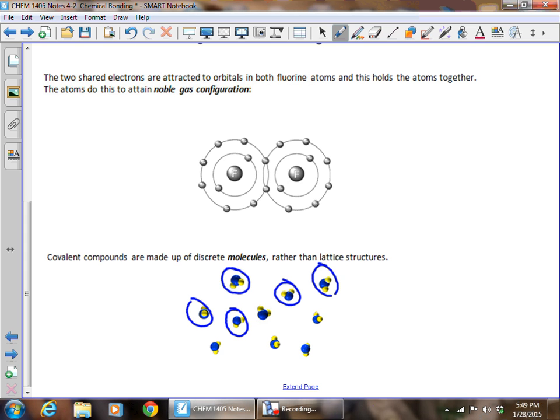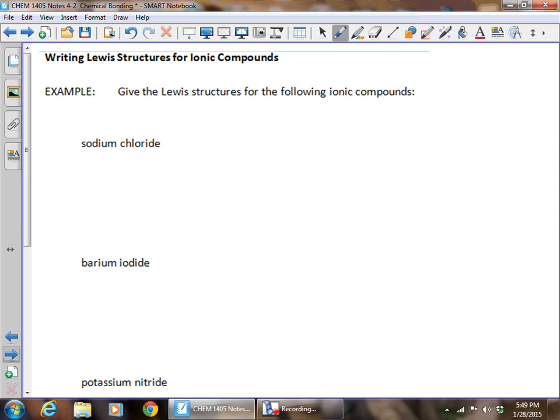Now, we'll spend a whole class period talking about covalent bonding, but the last thing I want to do is just to show you one way to write a Lewis structure for an ionic compound. The first thing that you want to do is to draw the Lewis structure for each individual element. So sodium chloride is made up of sodium. Sodium has one valence electron. It's in group 1A, so it's going to look like this.